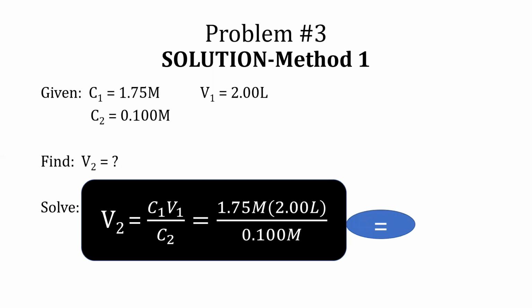The solution is by first using the dilution equation and plugging in all the numbers. V2 equals 35 L.